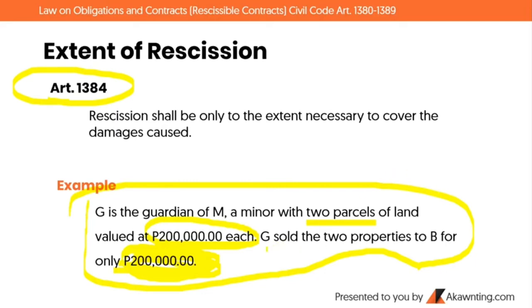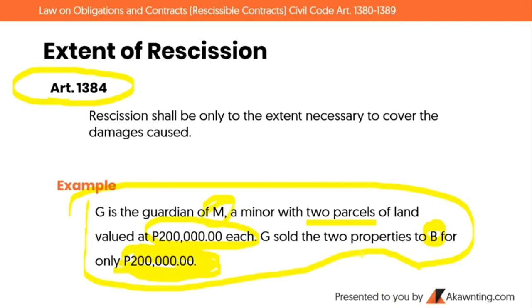Meaning, yung sale ng isang parcel of land, valid na yun. Hindi na yun pwedeng maparisin. Kay B na yun. Okay? So, there's no way for M of claiming rescission over that land. Okay? Ang pwede na lang is yung isa. Okay? Kasi doon nag-suffer talaga ng lesion.